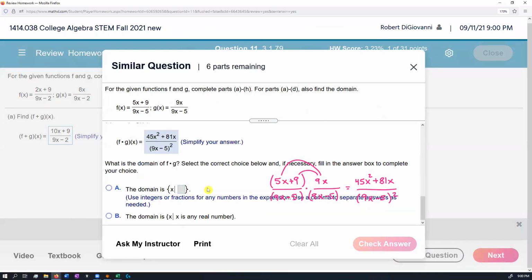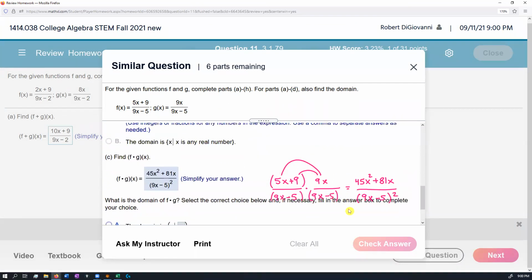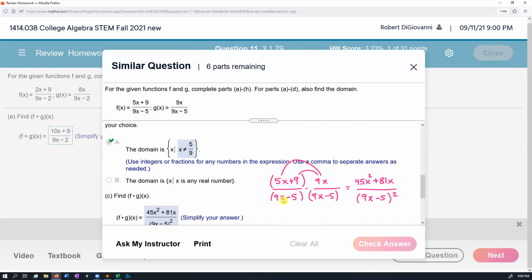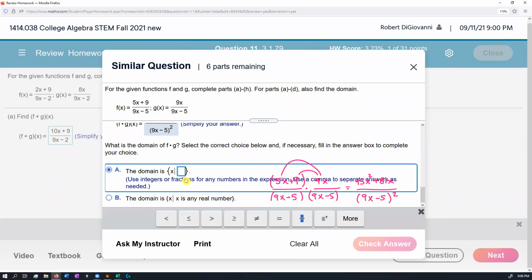Okay, now the domain. Well, again, before we did any algebra, this is what we had, and we can't have the denominator being zero. We already know what it takes to make that zero. If x is 5 ninths, so it's going to be the same thing as before. x cannot be 5 ninths.